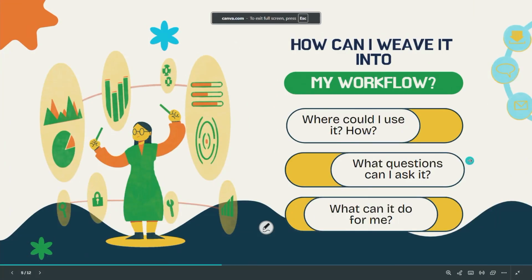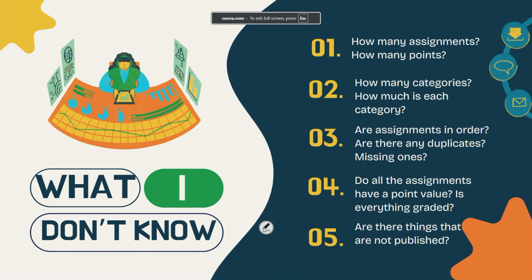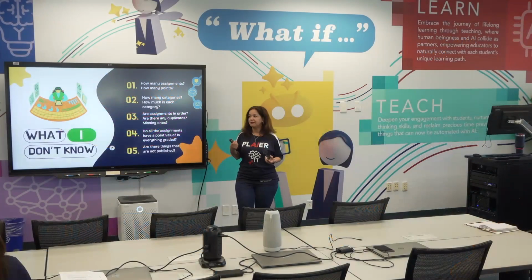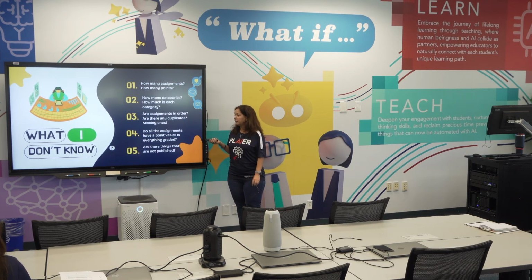So at this point, looking at the gradebook, there's a lot I don't know. I don't know how many assignments are there. I don't know how many points the whole course is. I don't know how many categories are there. I don't know how much each category is. I don't know if the assignments are where they need to be, if they're in order, if there's something that has been skipped. Is everything graded? Is everything published? So as you can see, I have a lot of questions. And to figure everything out, I would have to really spend some time understanding how this is set up.